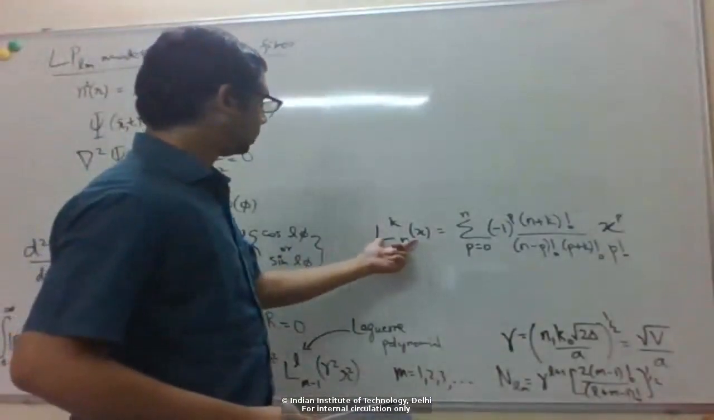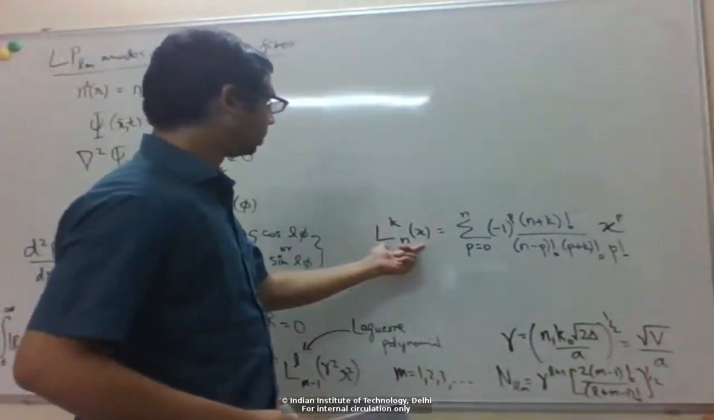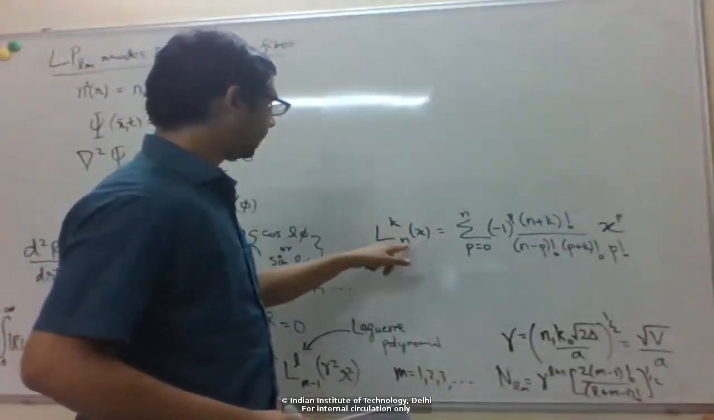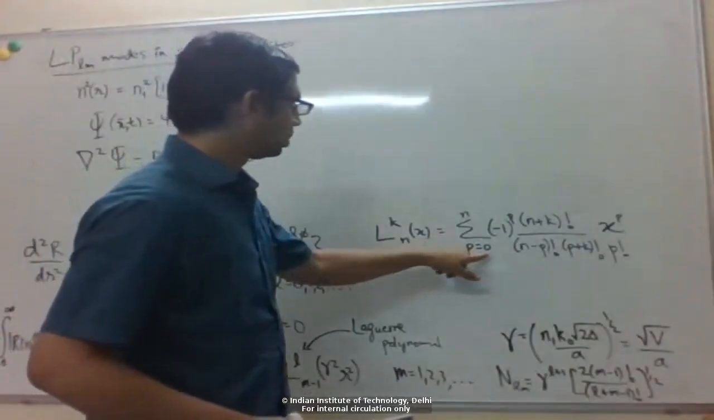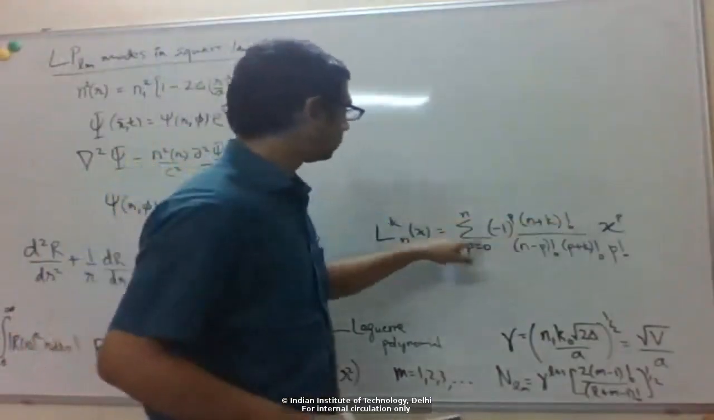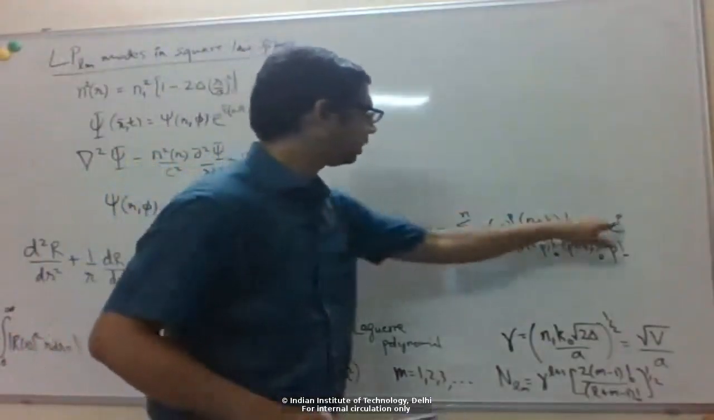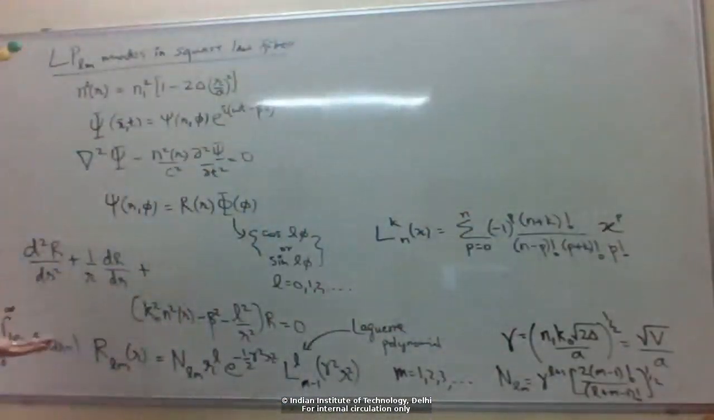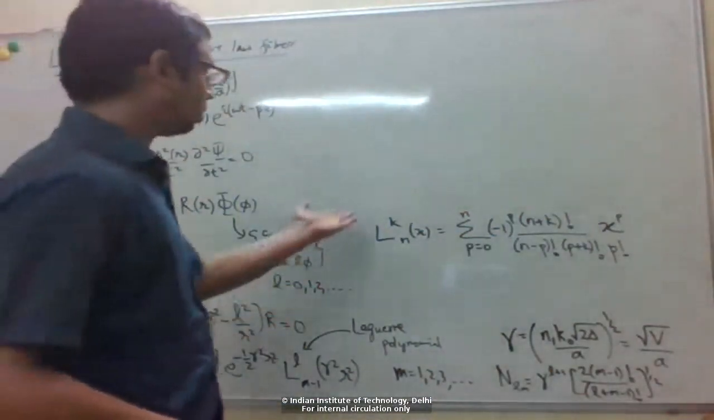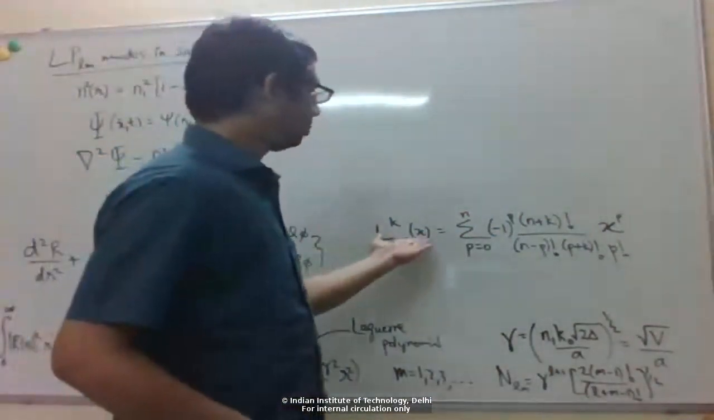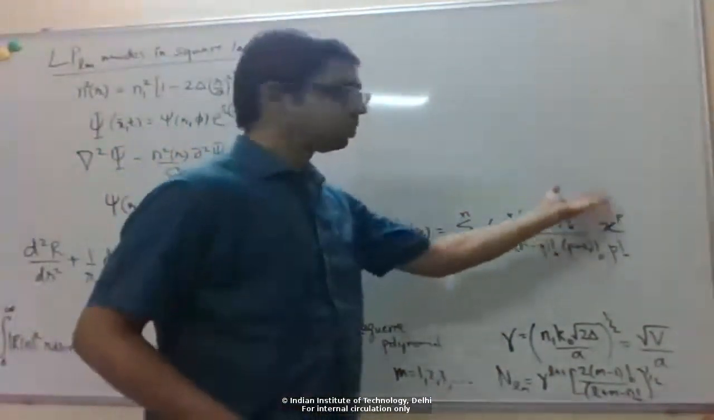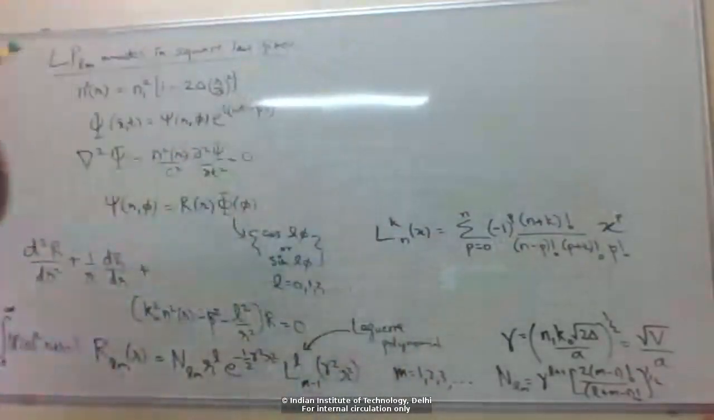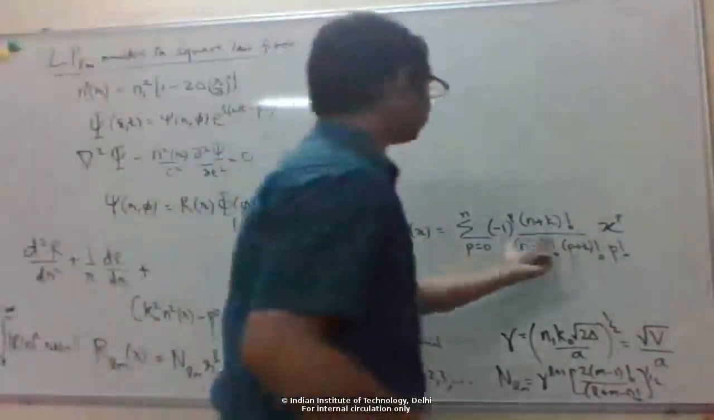You can see that this Laguerre polynomial with index n is a polynomial of degree n, right? So this summation runs from 0 to n, where x to the p. Just like the Hermite polynomial of index m was a polynomial of degree m. Similarly here, just the form is different, so the coefficients here are different.